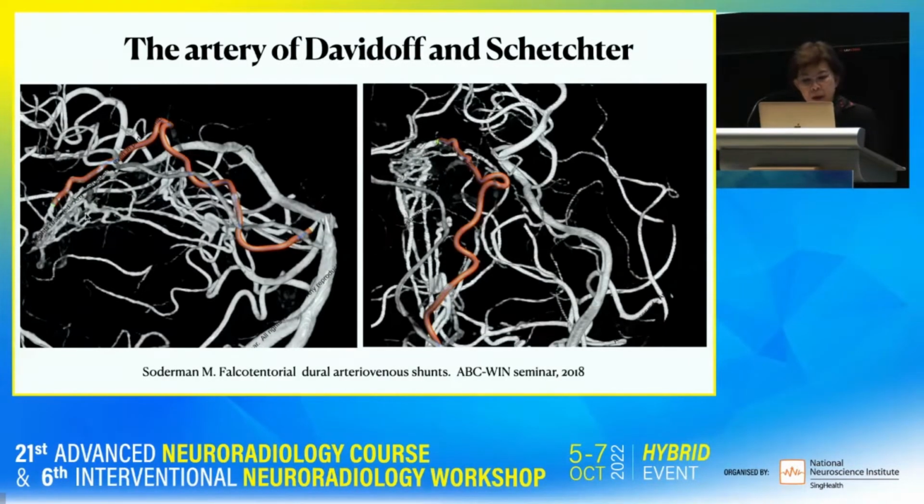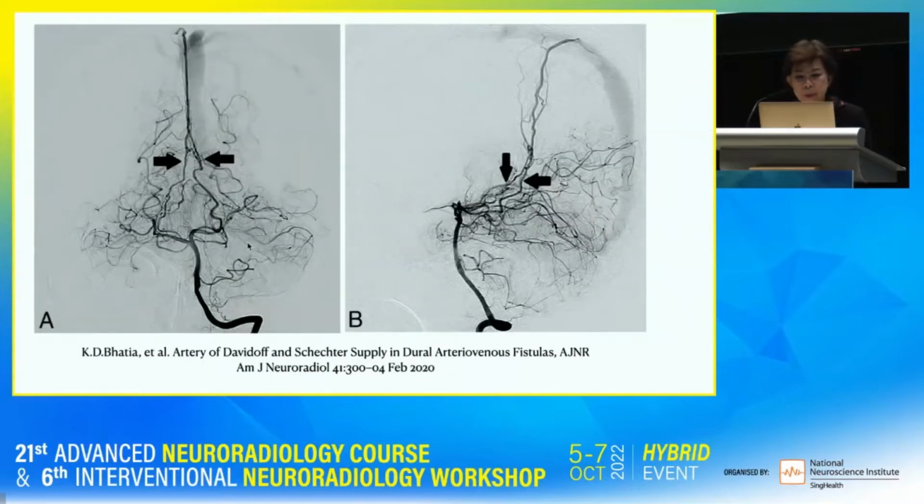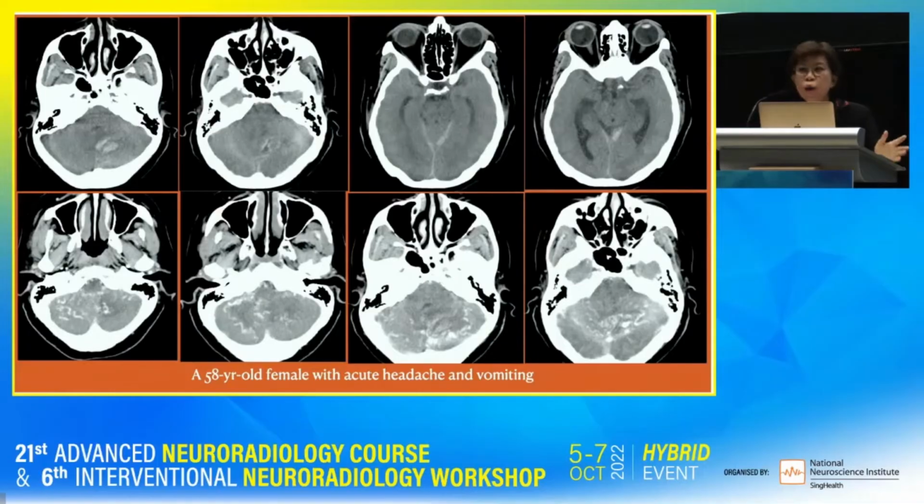Okay, and this is from Michael Sudamong's lecture. This is to see the course of the artery of Davidoff and Schichter, in lateral and AP view, and also in this paper. You can see the course in AP view and in lateral view. It goes around the brainstem to the edge, and then it can go along the leaf of the falx cerebri, and finally supply the dural shunt at the superior sagittal sinus.